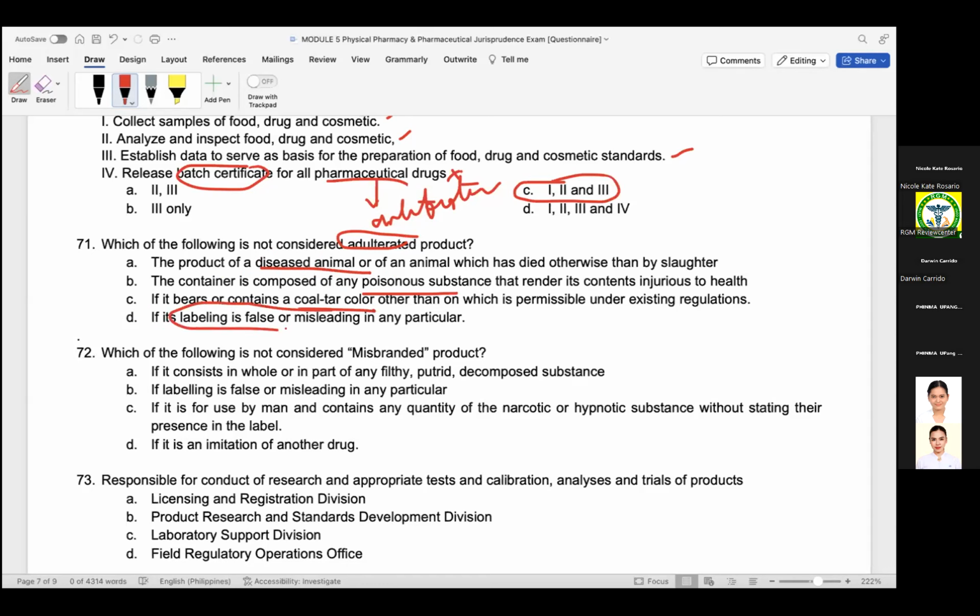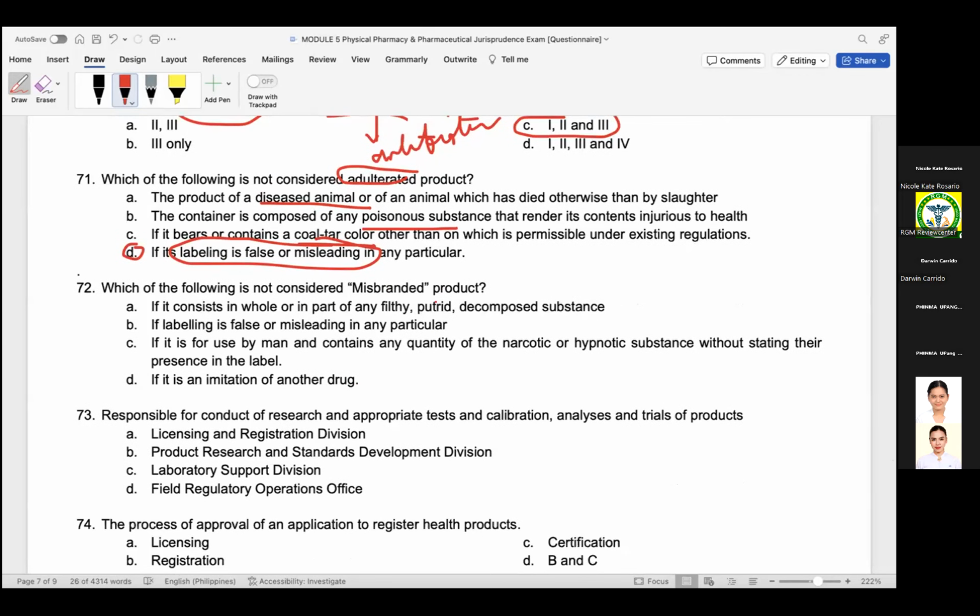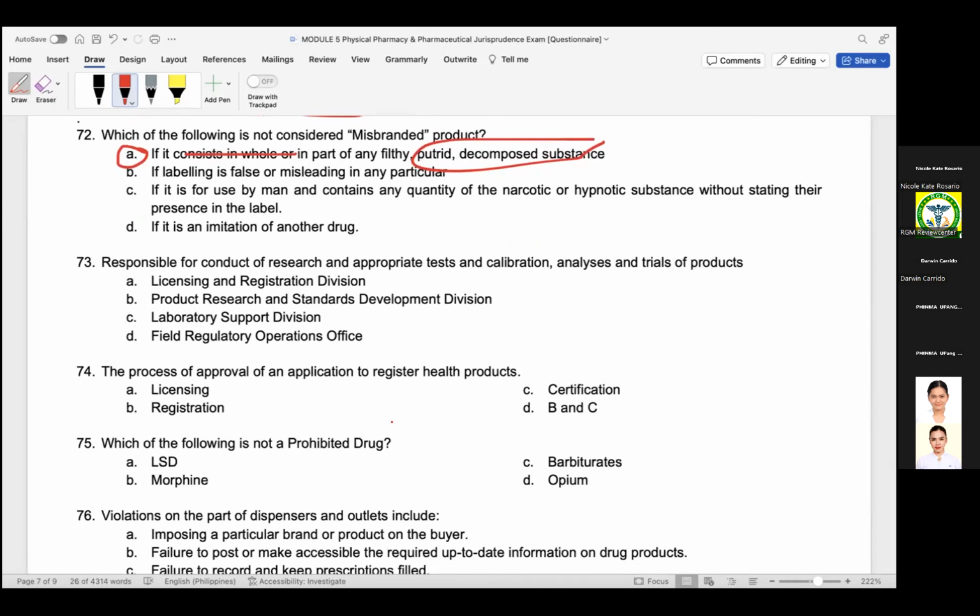Okay? Next, number 72. Which of the following is not considered misbranded product? So, yung hindi contaminated, yun. Oh, letter A, if it consists in whole or in part of any filthy, putrid, decomposed substance. Automatically, yun na yun. It consists daw ng ganitong mga substances. Ibig sabihin, yan yung mga contamination mo. Okay? Next, number 73. Who is responsible for conduct of research and appropriate tests and calibration, analysis, and trial of products in the division of FDA? It's the Laboratory Support Division, letter C.